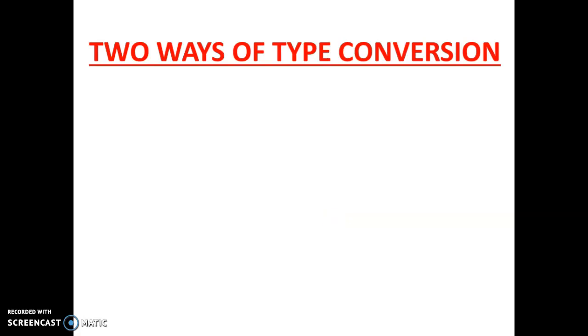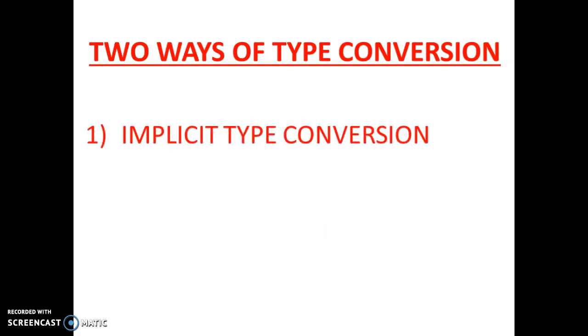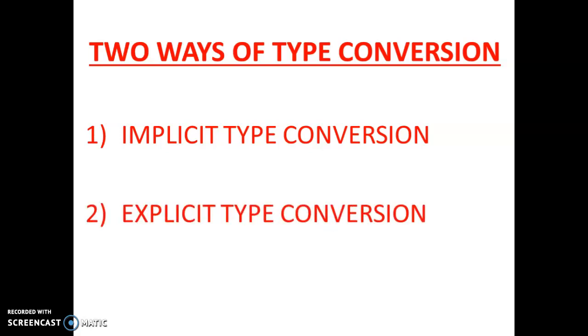There are two types of conversion. What is conversion? Conversion means when there is a mixed expression, then we have to convert to a specific, single data type when we get the result. So two ways we can solve this problem. First is implicit type conversion, which is automatically done by the computer, and another is explicit type conversion, which we can do ourselves by our choice.